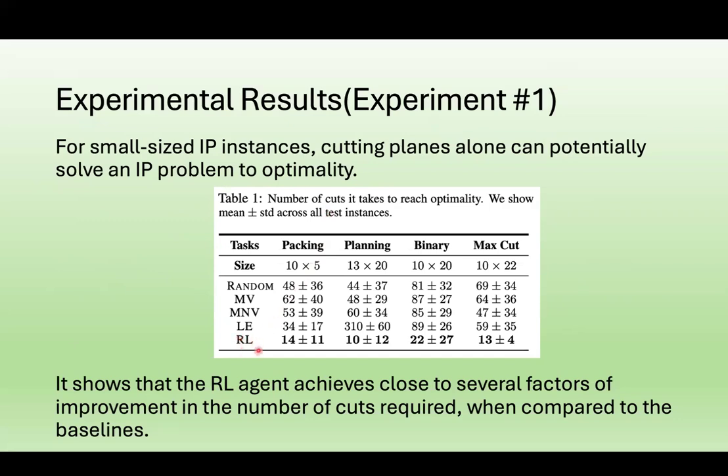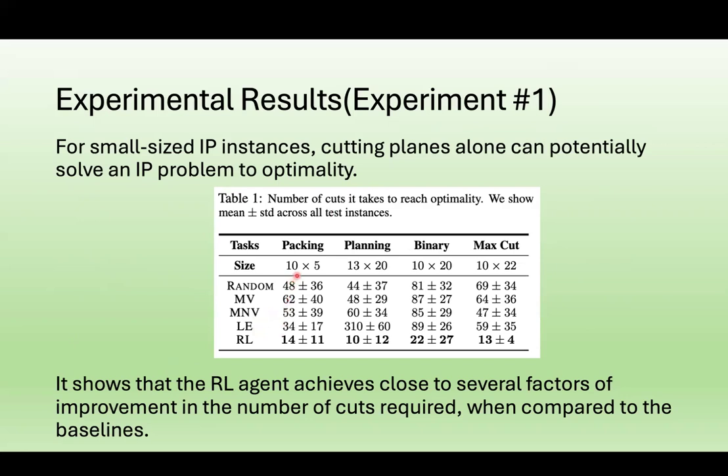Our technique, RL, was compared against 4 human-designed heuristic techniques. One is random, meaning just randomly choosing a cut from the candidate cuts. The other one is max violation, given by MV. Then we have MNV, which stands for max normalized violation. Then LE basically means lexicographical rule.